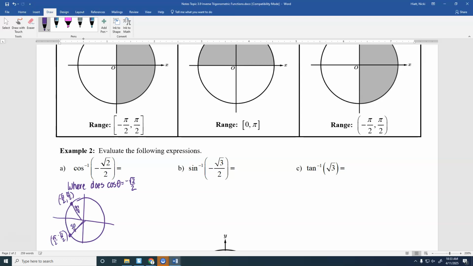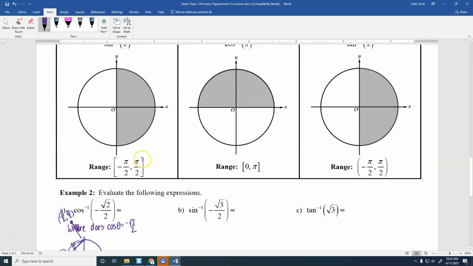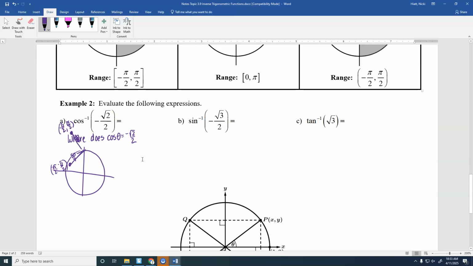But for cosine, I have to restrict my domain. Where's the only place I look for cosine? 0 to pi, the top half. Oh gosh, it messed up my picture here. I really only need to look at this point right here because I'm only looking at the top half of the function. So the answer that you're given is the angle where that occurs, which is 3 pi over 4.